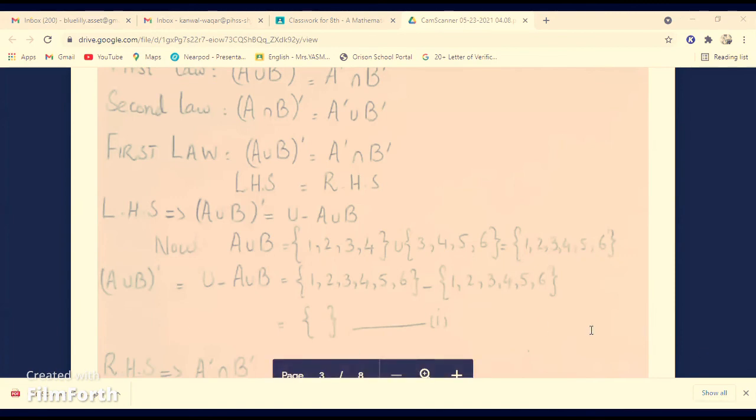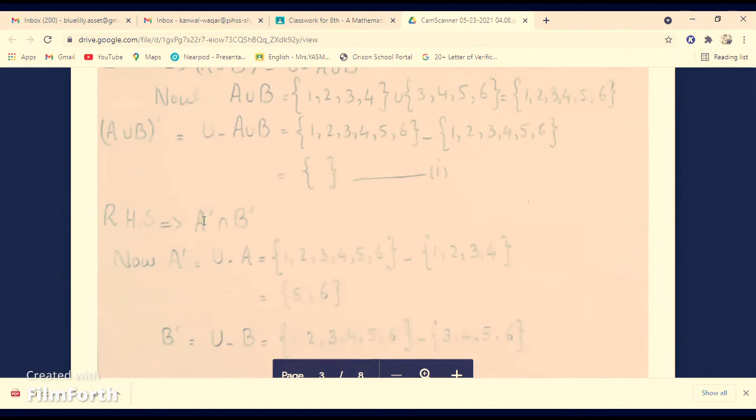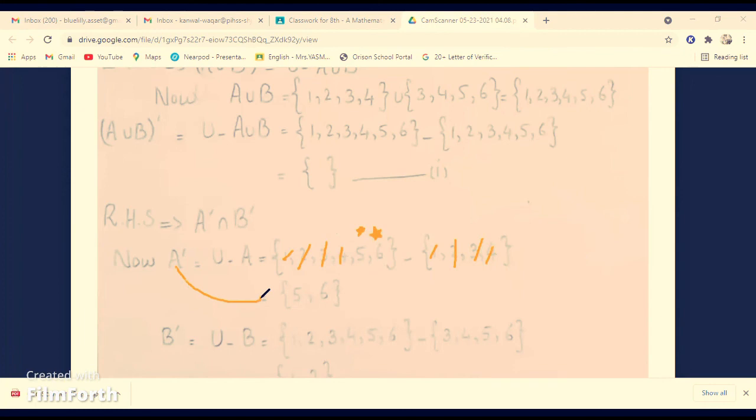Right hand side: for the right hand side, A complement and B complement, you will individually find A complement, then individually find B complement. A complement is U minus A. The same way B complement is U minus B. Now let's start how to do it. We will see, 1 is there, 1 is there, 2 is there, 2 is there, 3 is there, 3 is there, 4 is there, 4 is there. What is left in U? This is 5 and 6. So these members will become the property of A complement.